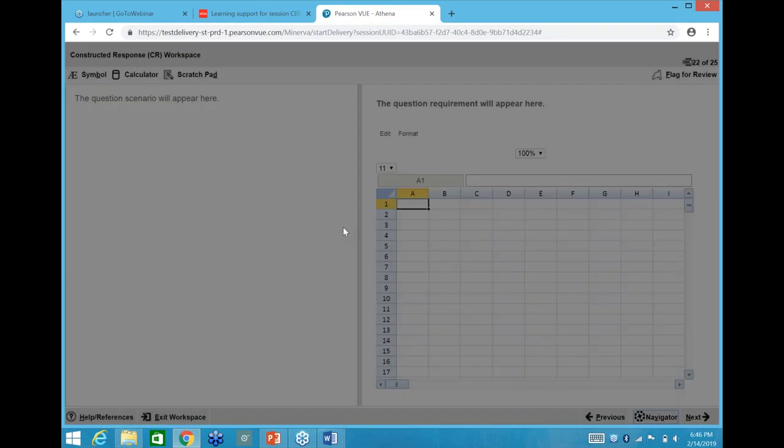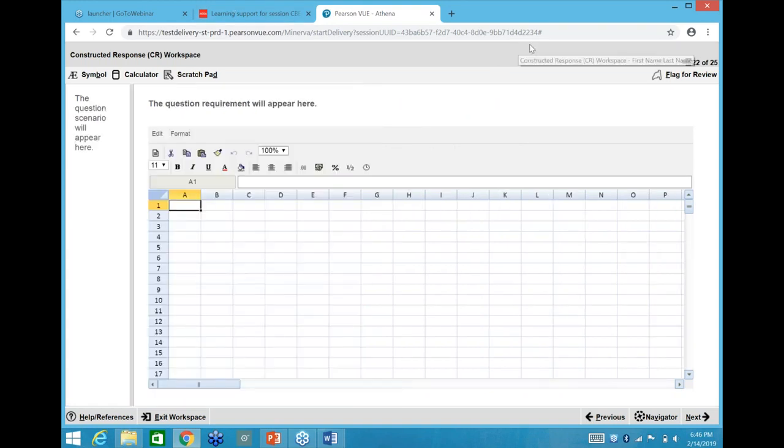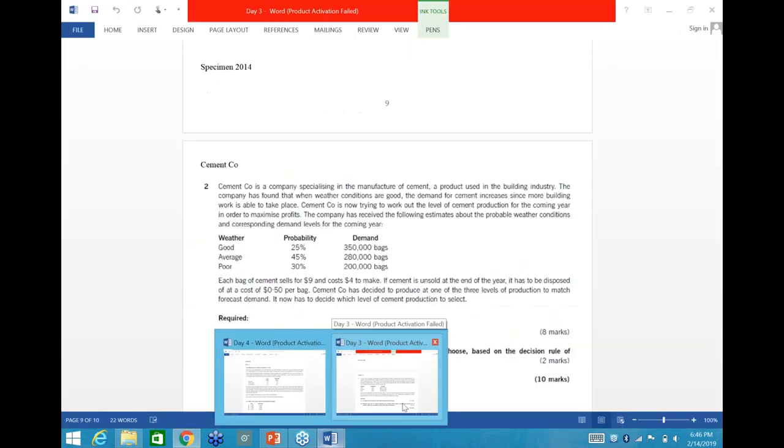Right. So ready to get going with this. So we have 350,000 bags, 280,000 bags, and 200,000 bags.